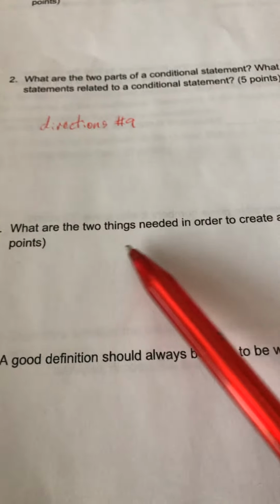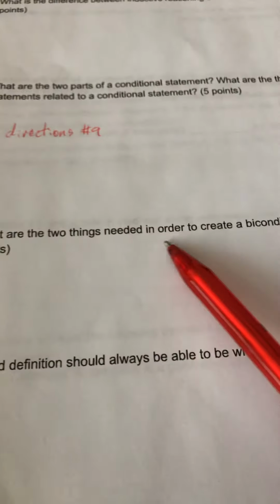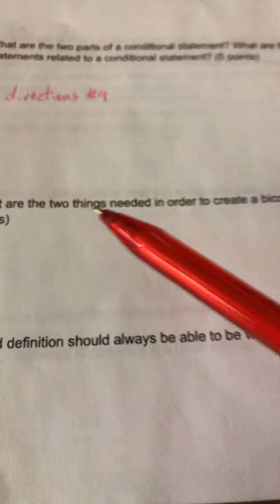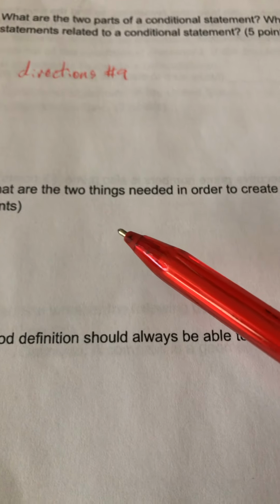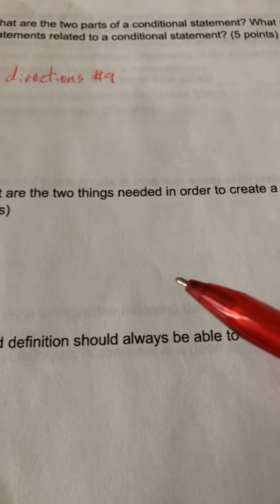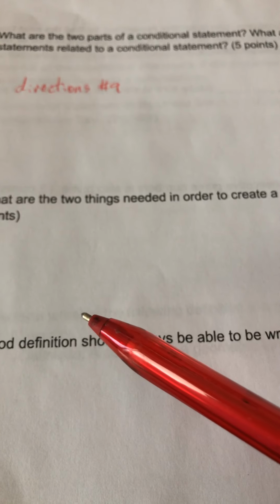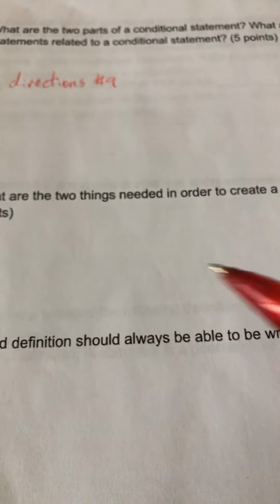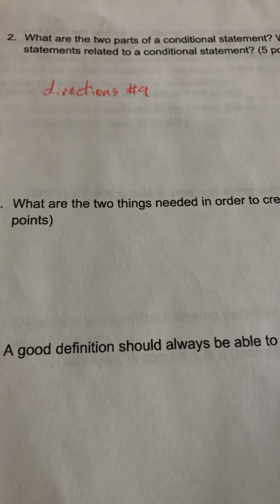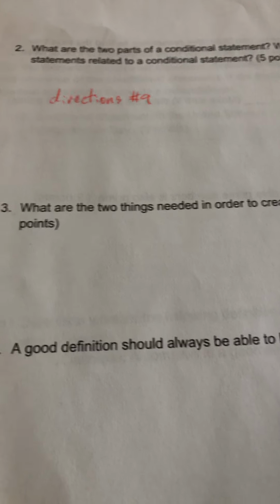For number 3, what are the 2 things needed in order to create a biconditional statement? A couple of things. For a biconditional, you need, first of all, what kind of statement and what does it need to be? And you should also be able to read it in a different direction, and it should be true also. So somehow in your own words, you want to put that down there. You could use the letters again if you want to.